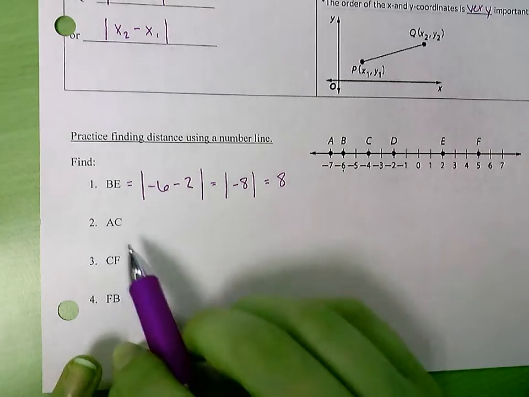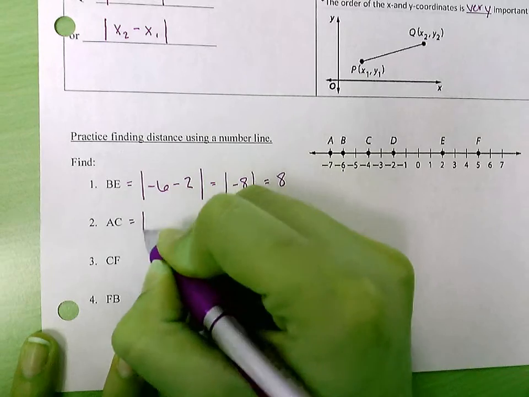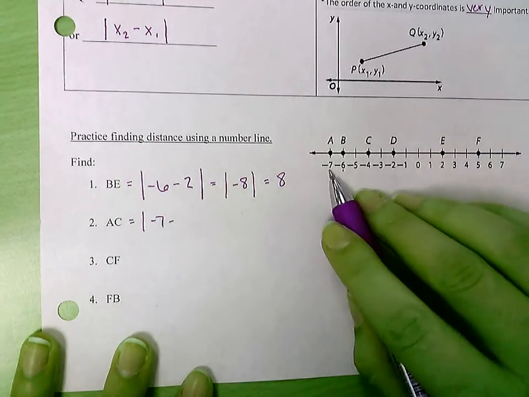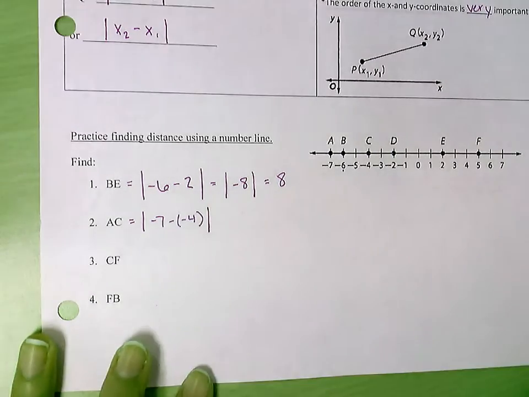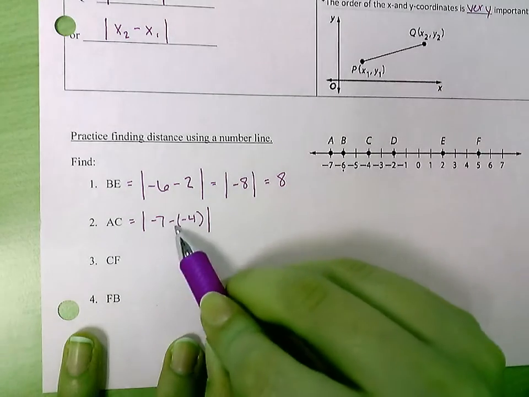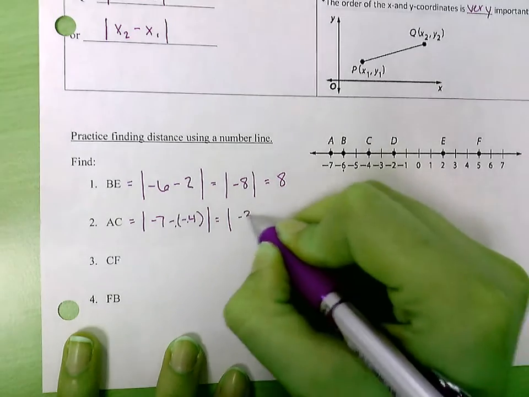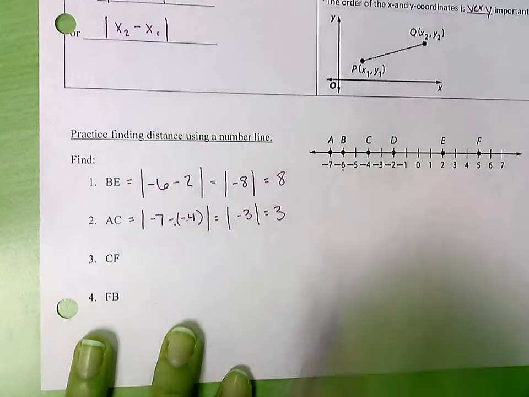Okay, looking at number 2, same thing. We have AC this time. So point A is at negative 7. Subtract point C is at negative 4. Okay, and I am going to put parentheses around that negative 4 just to enforce that it is negative. So I have negative 7 minus a negative 4. I get negative 3. The absolute value of negative 3 is 3.